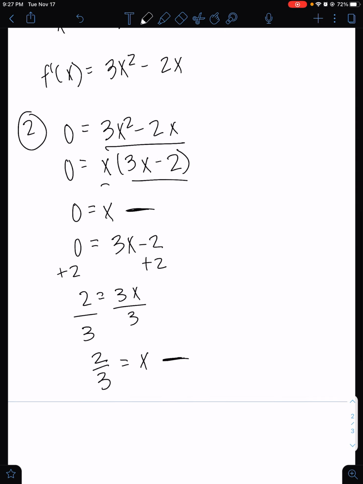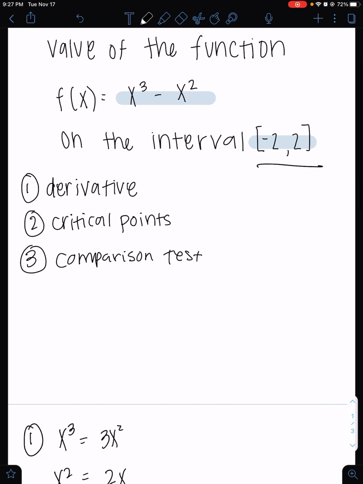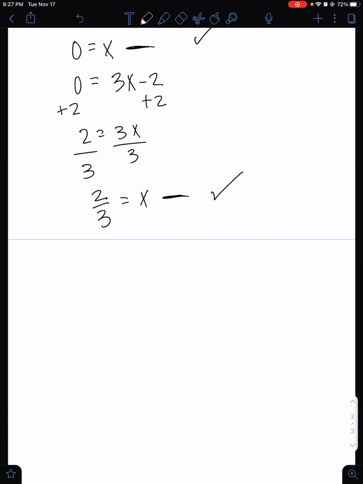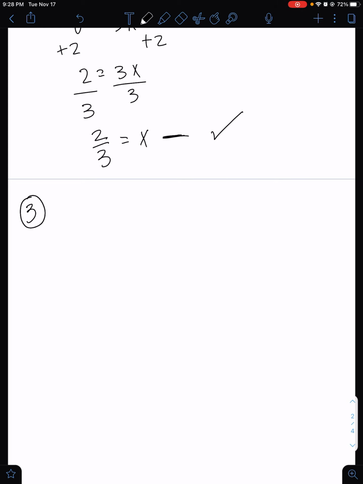We need to make sure that these values are within the interval of -2 and 2. So 0 does that and 2/3 does that as well. Now we can go ahead and do the comparison test. How it works is you just plug in the values of your critical points and your interval endpoints.